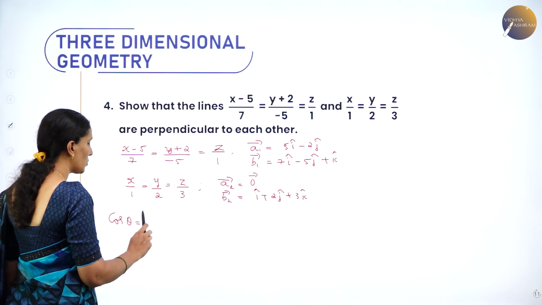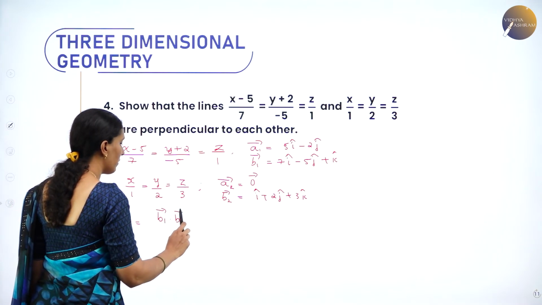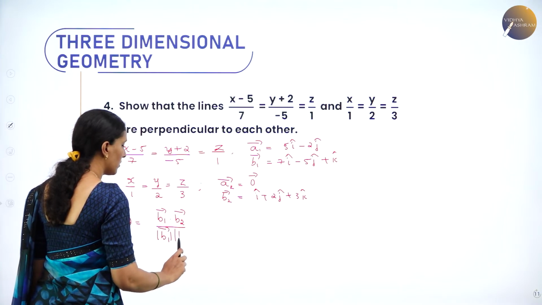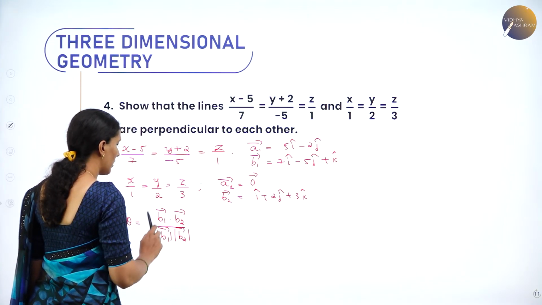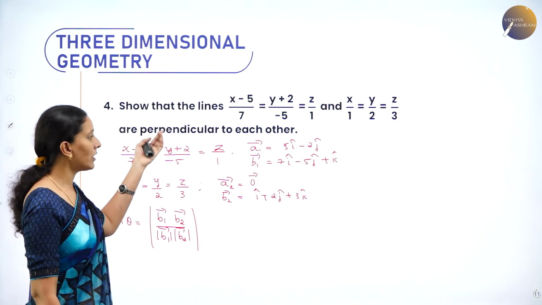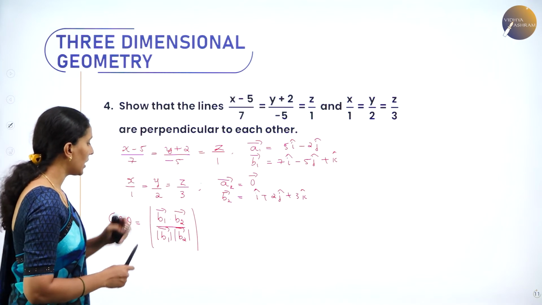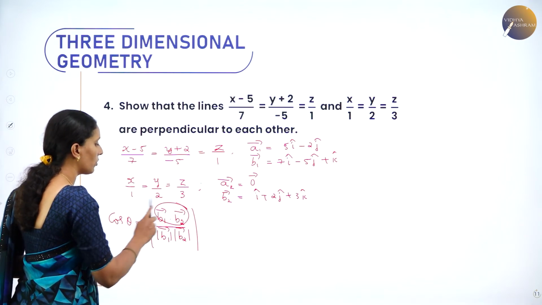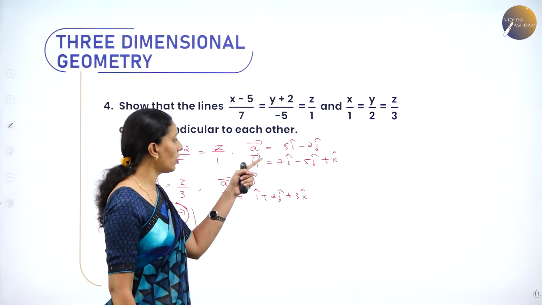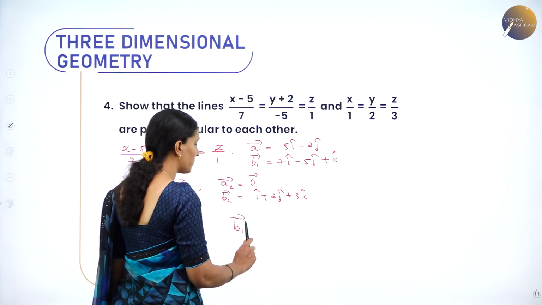Find the angle between the two lines. Take the dot product of two vectors, that is B1 dot B2, and their magnitudes in the denominator. But here they have asked us to show that they are perpendicular to each other. To show that the two lines are perpendicular, it is enough to show that their dot product is equal to 0. That means we need to find B1 dot B2. So, let us find B1 dot B2.